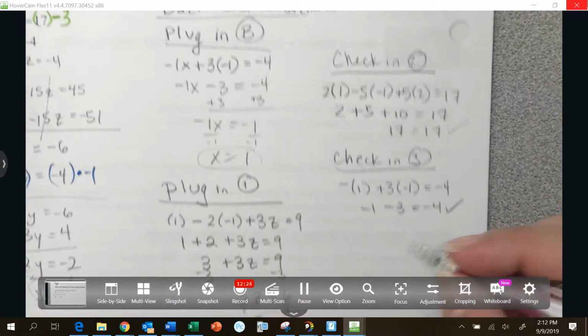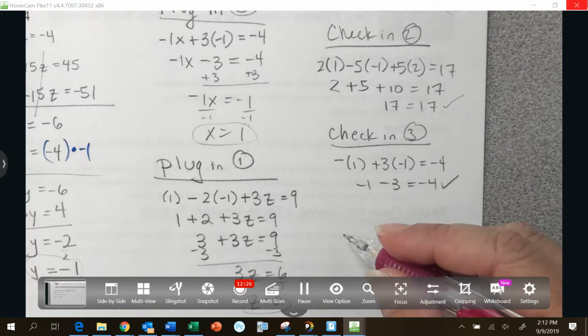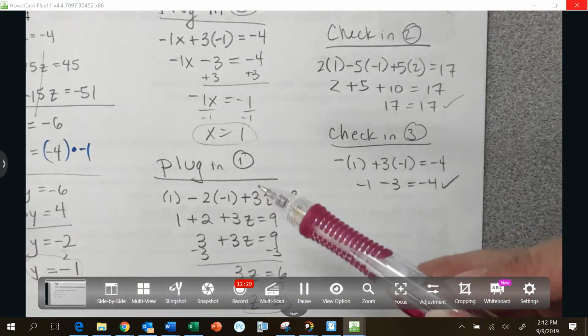You were going to just check A and B too. I was like, no, I'm done. No. You know you're done when you can plug in 1, 2, and 3.